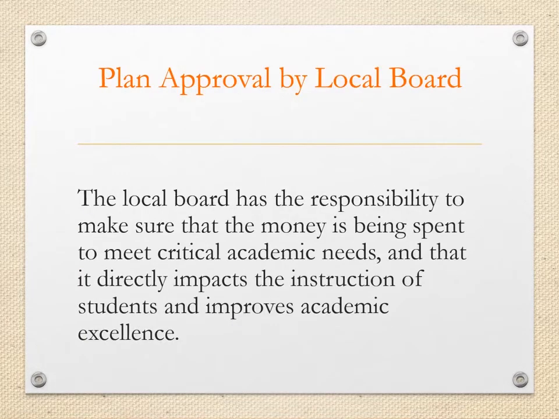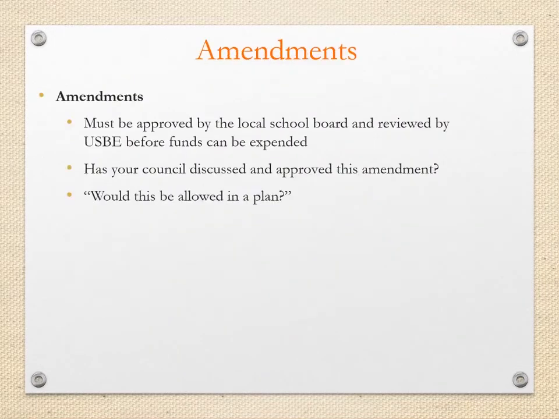The local board has the responsibility to make sure that the money is being spent to meet critical academic needs and that it directly impacts the instruction of students and improves academic excellence at the school. Sometimes councils review their spending or find new assessment data that shows that their plan needs to be amended. Remember that amendments must be approved by the local school board and reviewed by the State Board of Education School Children's Trust section before funds can be expended.